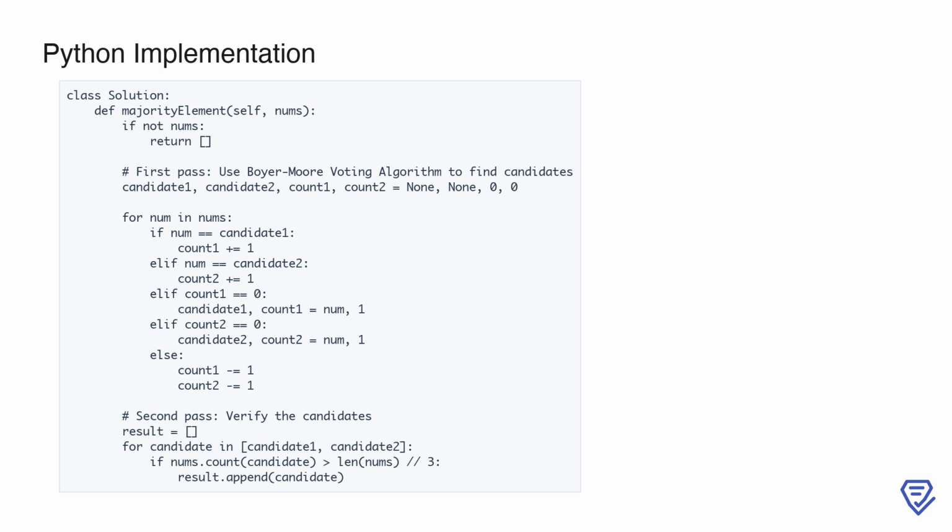The first loop iterates through the input list to determine potential majority candidates. If the current number matches one of the candidates, we increase its corresponding count. If a candidate slot is available, meaning its count is 0, we assign the current number to that candidate and set its count to 1. Otherwise, if the number matches neither candidate and both counts are non-zero, we decrement both counts. By the end of this loop, we have at most 2 potential candidates that could qualify as majority elements.